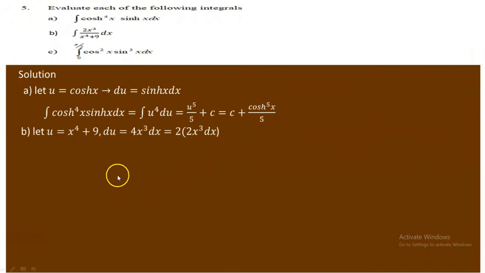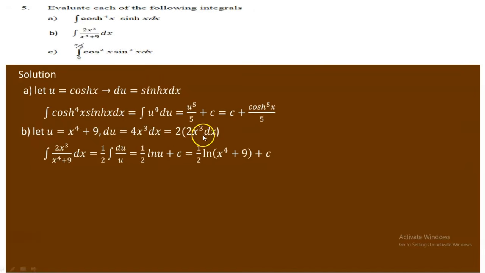And when you come to b, again let u be x to the power of 4 plus 9. So du will be 4x cubed dx. From this, 2 times 2x cubed dx can come. So dividing both sides by 2, what comes here is 1 over 2 du is 2x cubed dx. So the question is now 1 over 2 times du, because 1 over 2 times du is 2x cubed dx, and here x to the power of 4 plus 9 is already u. So this is 1 over 2 ln u, ln actually of the absolute value of u, but we do not need to use the absolute value because it is always positive. So this will be 1 over 2 ln of x to the power of 4 plus 9 plus c.